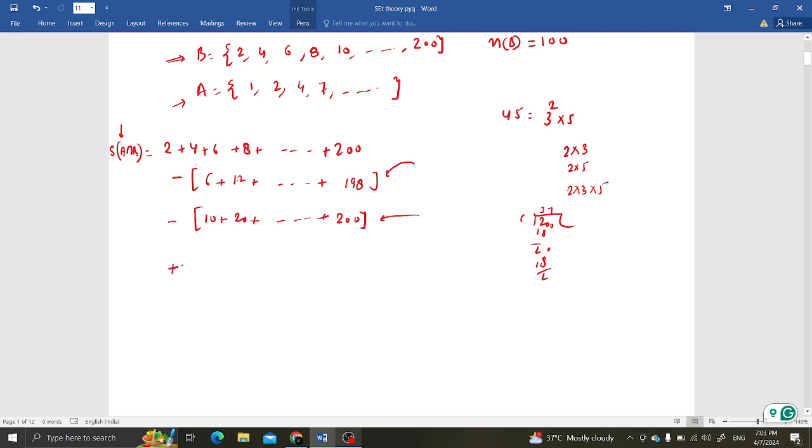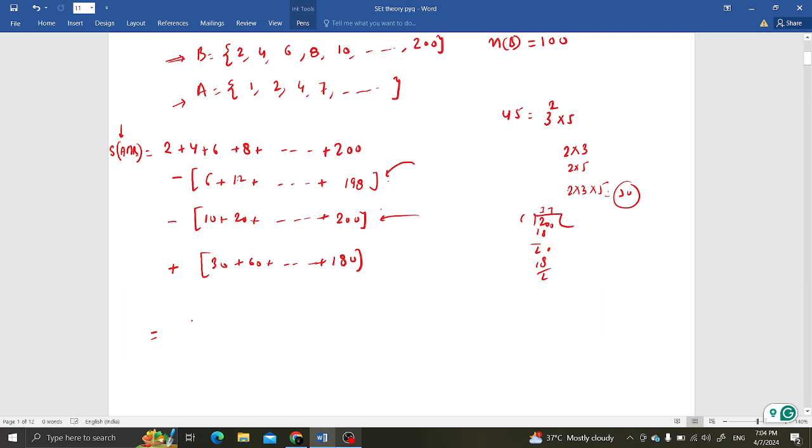So it means that the common multiple of 3, 5 and 2, that is 30, and the multiples of 30 I need to add one time: 30, 60, up to so on, 180. Why am I adding this one? Because 30 is subtracted two times, here and here. So that's why I need to add one back, to maintain the equality.